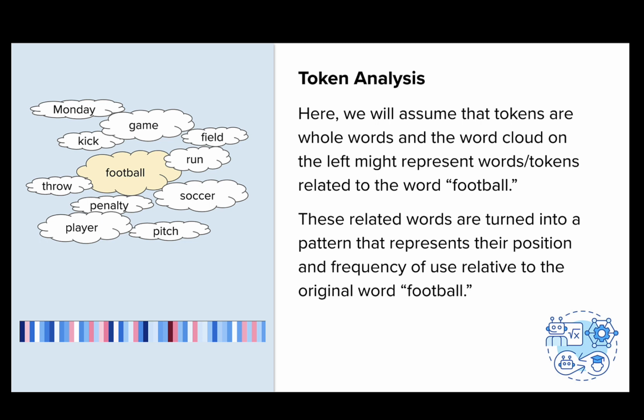So here, in this example, we will assume that the token word that we're interested in is football. What other words would be around the word football in text and speech? Game, penalty, pitch, soccer, run. These related words are turned into a pattern that represents their relative positioning to football and the frequency of use relative to the original word, football.